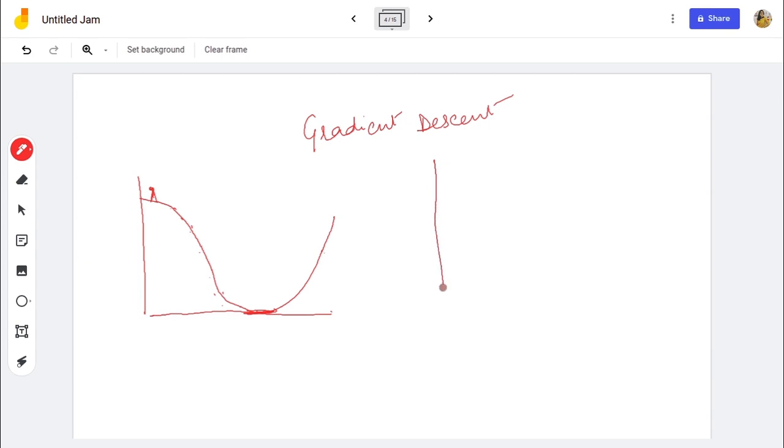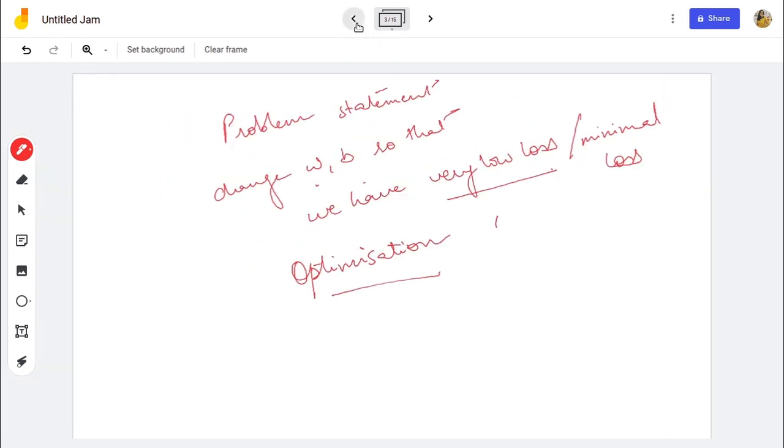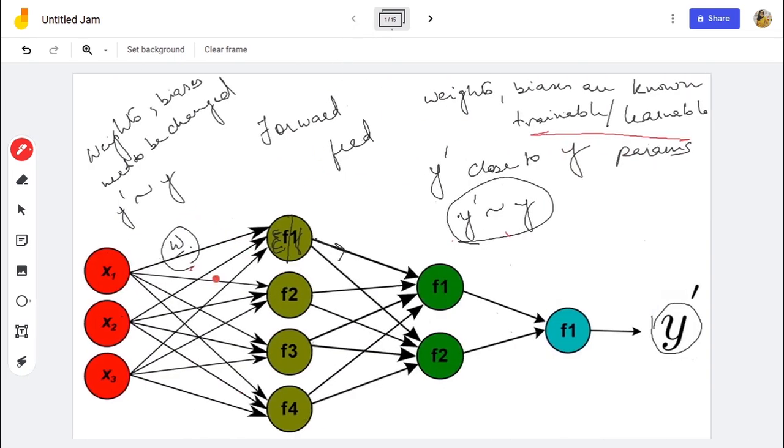Let us look into this in a graph problem statement. So this is a graph of loss versus weights. You have randomly initialized the weights and biases here.